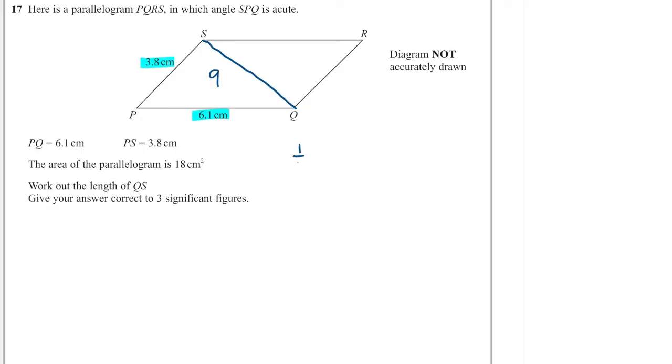So I can remember my area of triangle formula, which looks like this. The area is equal to half AB sine C, where A and B are 2 sides, and the angle C is the angle in between the 2 sides. So I can write 9 is equal to a half times by 3.8 times by 6.1 times by sine of this angle.